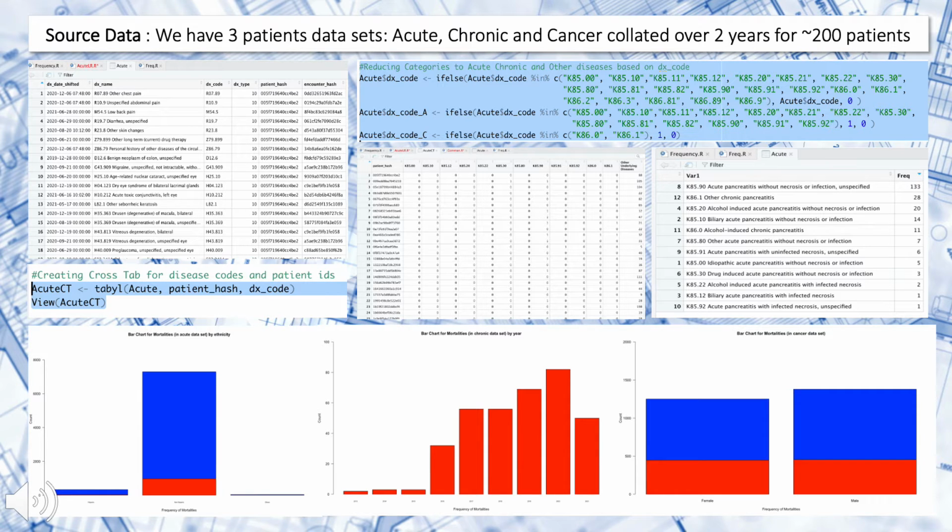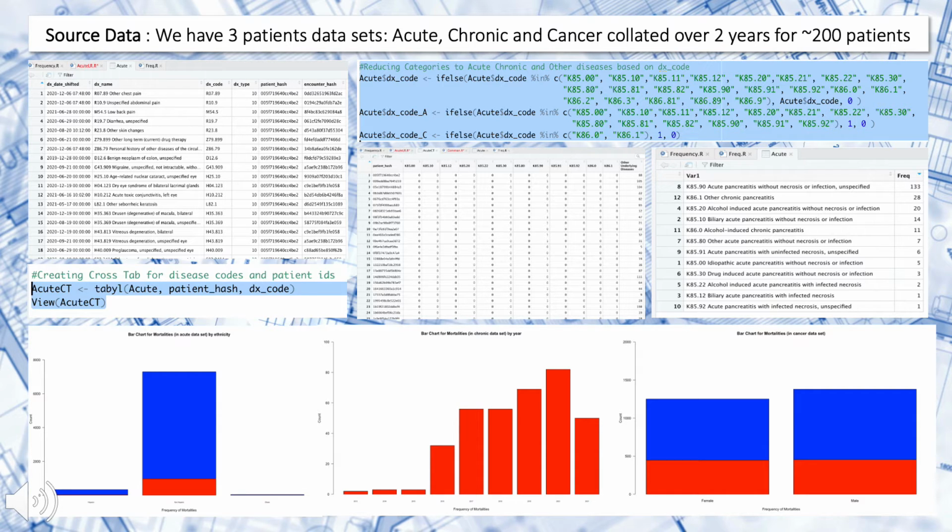Right below the diagnosis table, you can see that they have been further manipulated into a cross tab by their patient IDs in order to provide a clear picture of the patient having acute and chronic disease codes shown side by side. On the right side of the cross tab, you can also see the frequency table, which shows the frequency of DX codes in acute dataset. We have created frequency tables for all three datasets.